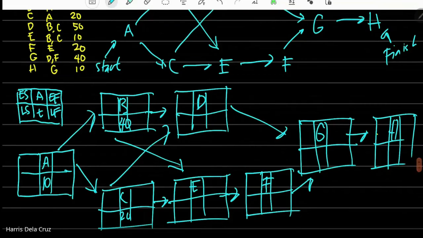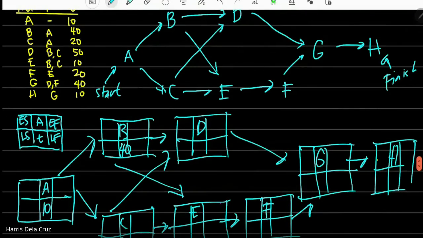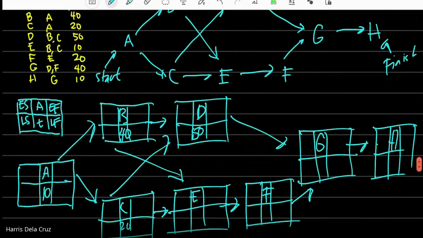To finish D, you need 50. To finish, what else? To finish E, 20. No, 10. Just 10. Tapos to finish F, 20. To finish G, 40. Medyo gandaan nyo na lang yung box para madali kayo makapagsulat. To finish H, 10. Medyo pangit yung pagka-drawing ko sa box.